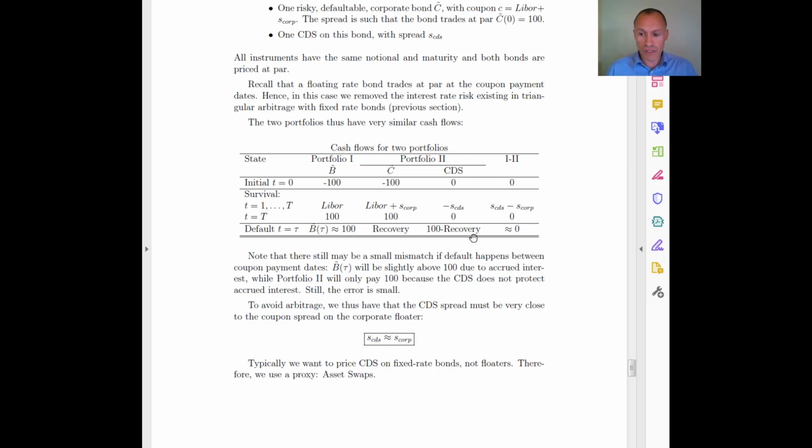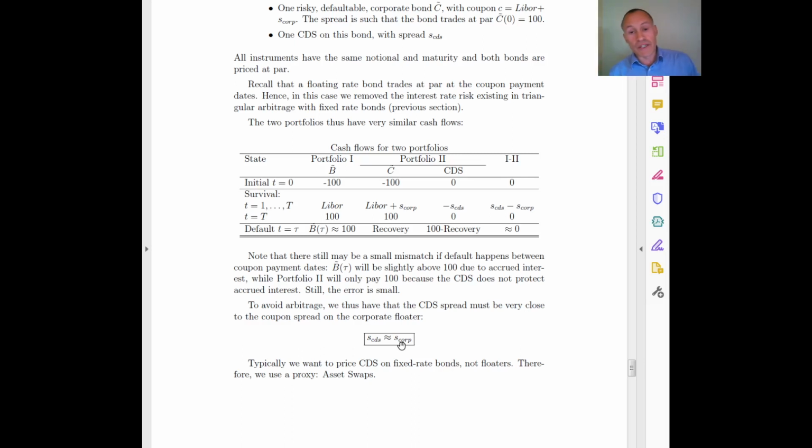So now when I do the difference here in the case of default, this is not exactly 0 yet because I still have the difference between B and 100, but B is very close to 100, so I can say that this is almost 0, right? So it's still not perfect, but it's better than the previous alternative. So I can say that to avoid arbitrage, this difference here should be very close to 0. And in the sense that it should be more close to 0 than the previous case. So this CDS spread should be very close to the spread on the corporate floater. Okay.